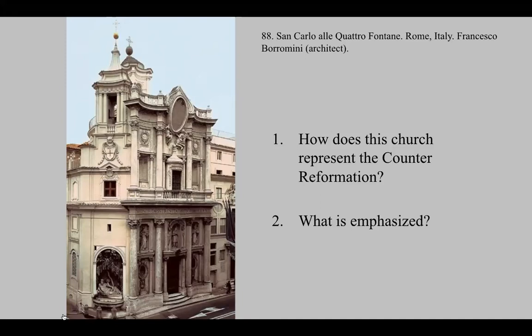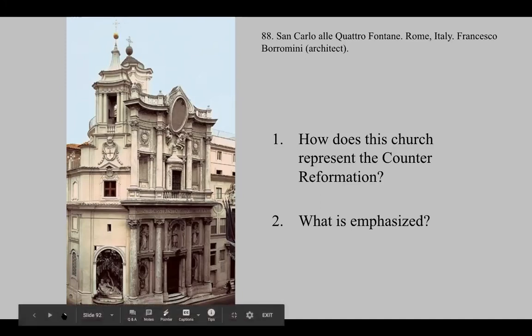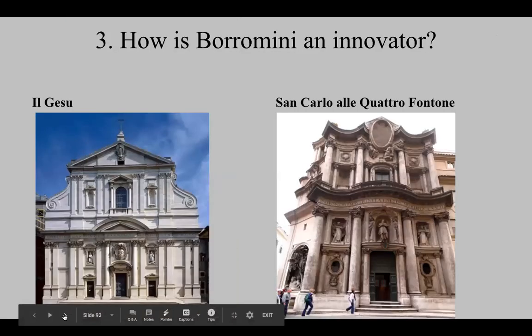So I feel like I keep asking the same question. However, what about the exterior tells us that it's a church from the Counter-Reformation, right? How does this church represent the Counter-Reformation? What are our visual clues? Maroon, can you give me one? Yeah, it's very dramatic with the architecture and has classical elements. And then there's also a focus on the portal again. Exactly. I feel like we've talked about that three times, so I'm really glad you got that.